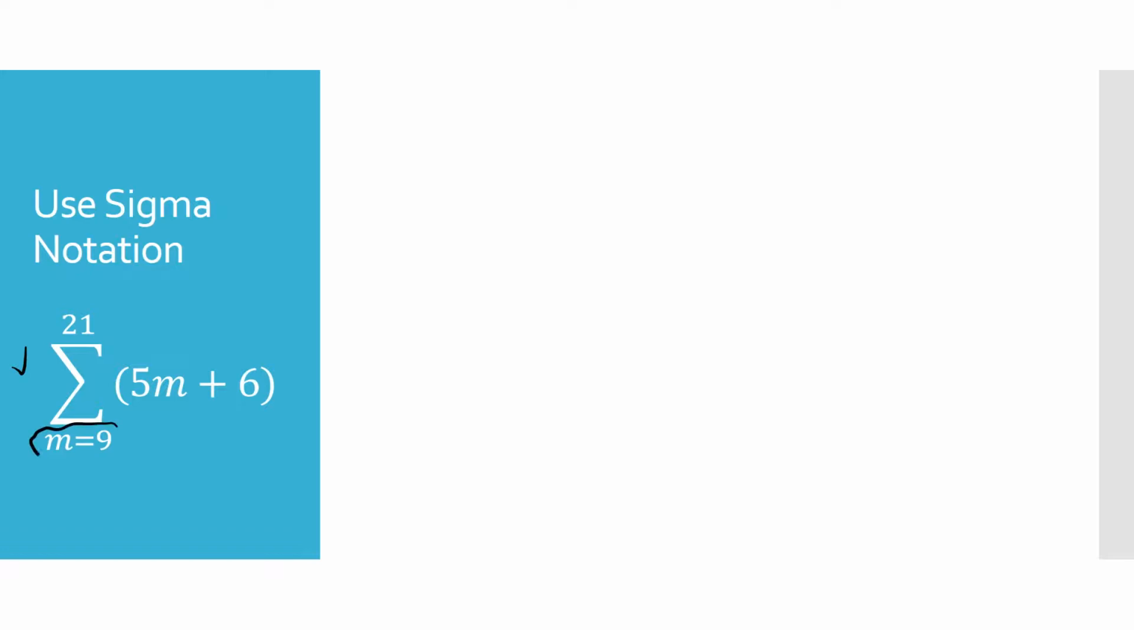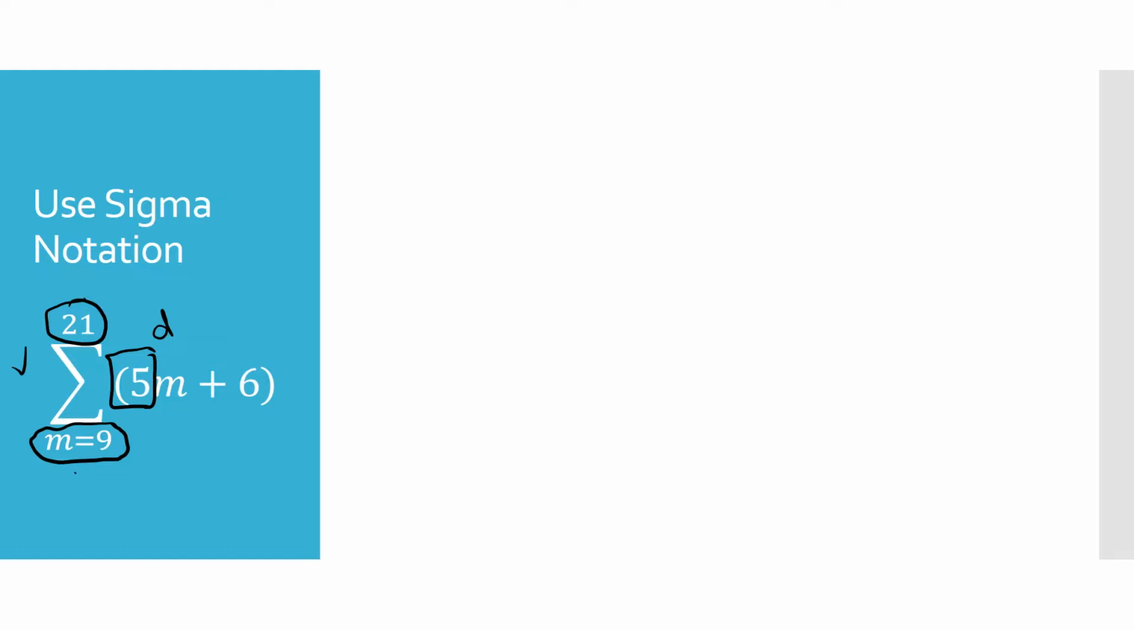Well, this m equals 9 is going to be the first number that we substitute in here for n, and we're going to use it to find a1. And then we've got 21 up here, and 21 is the factor that we're going to use to determine an, or the last number that we have in our sequence. And this 5 right here is actually the common difference.